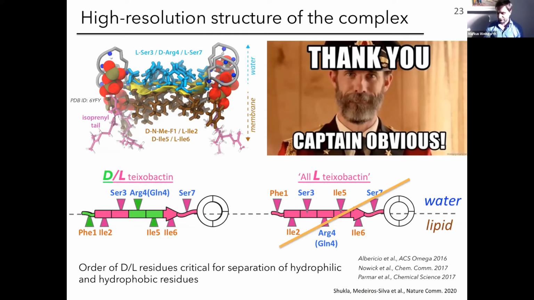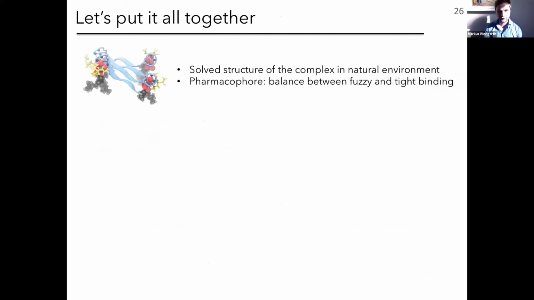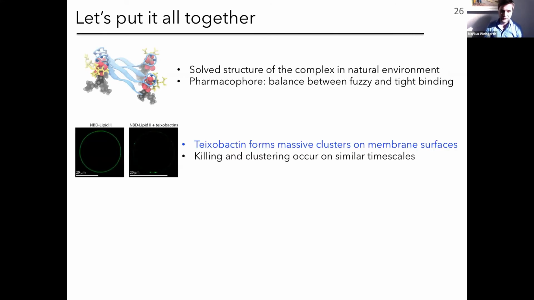So with this, I'd like to come to an end. What have we learned so far? We have solved a high resolution structure of the teixobactin lipid 2 complex that tells us a lot about the pharmacophore of teixobactin. The structure also explains how teixobactin maximizes its target spectrum and evades resistance development. We have also seen that teixobactin forms massive micron-sized clusters on membrane surfaces, and that the timeline of cluster formation coincides with the timeline of killing.